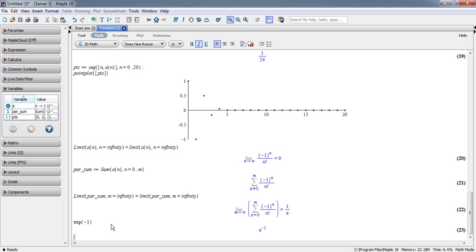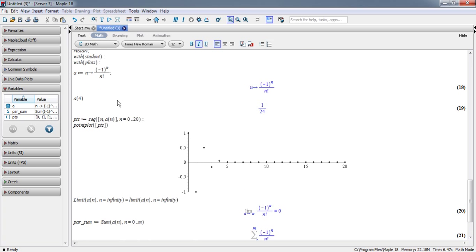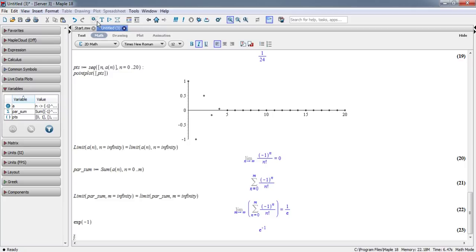So that's just a quick demonstration of how we can study sequences and series with Maple as well. And that should wrap up the tutorial. If you have any other questions, I'm happy to answer them, and if needed, I can make more videos to explain other things in depth.